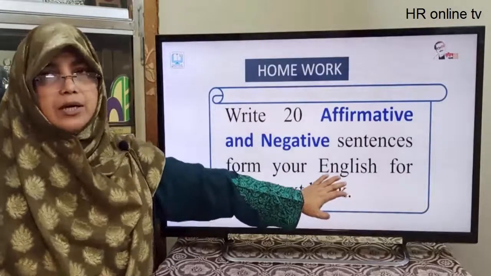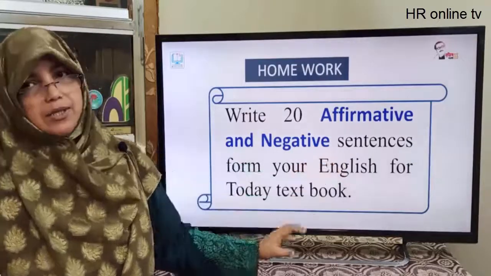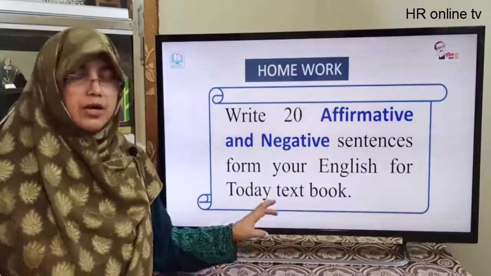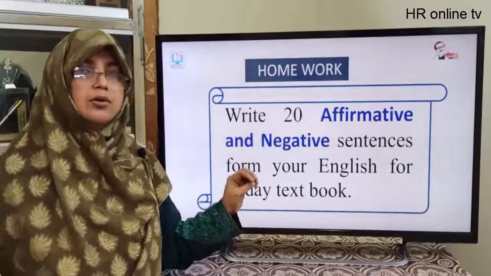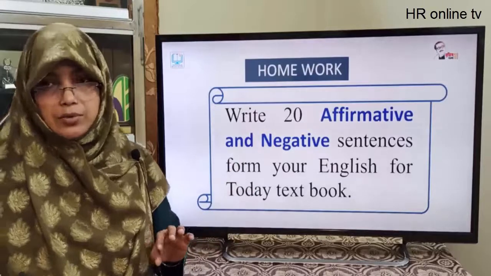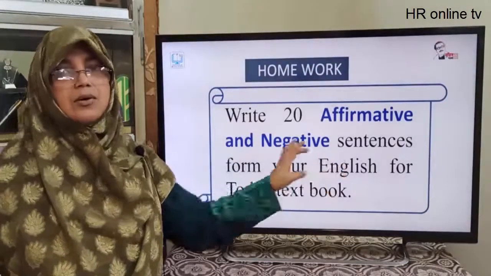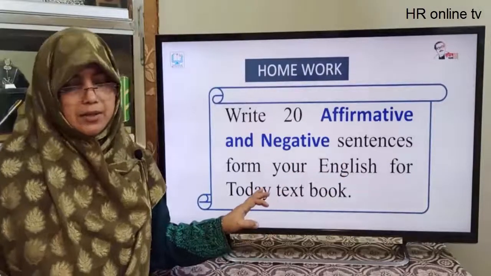If you don't find those sentences, you can't understand the affirmative and negative sentence format. You have to identify them. It's very important, not only for you, it's very important for class 6 to 12 students also. So you have to know what the affirmative sentences are and what the negative sentences are.